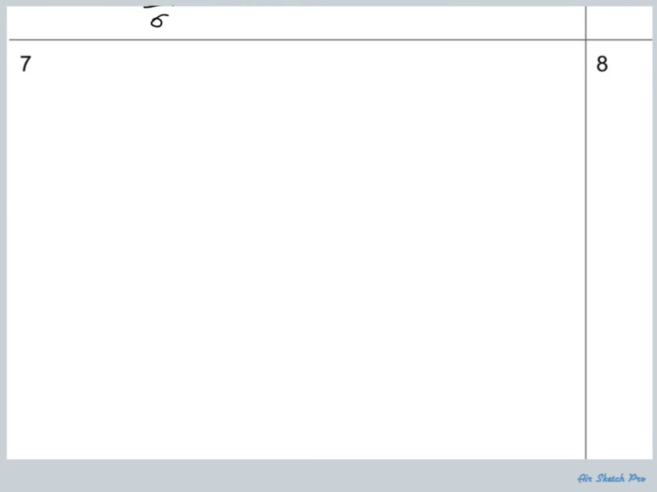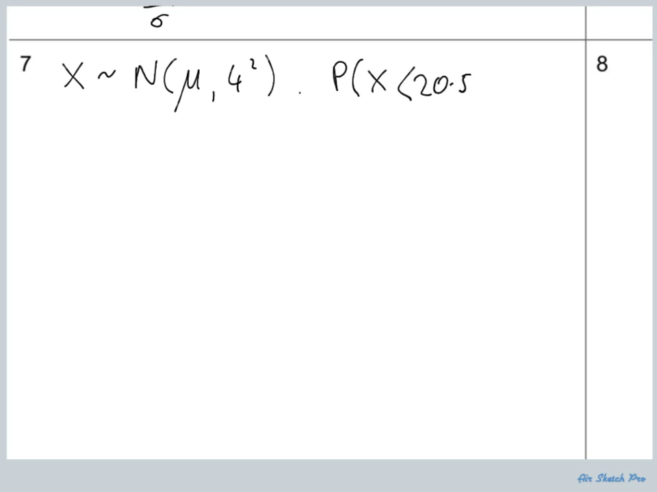So question 2 says X is distributed normally with an unknown mean and a variance of 4 squared. And we're told that the probability of x less than 20.5 is equal to 0.9. So there are our facts. Now this time, because we've already got x less than, we don't have to find the complement or anything like that. So let's get stuck straight into it. So z is equal to x minus the mean over sigma. Sorry, over sigma, not sigma squared.